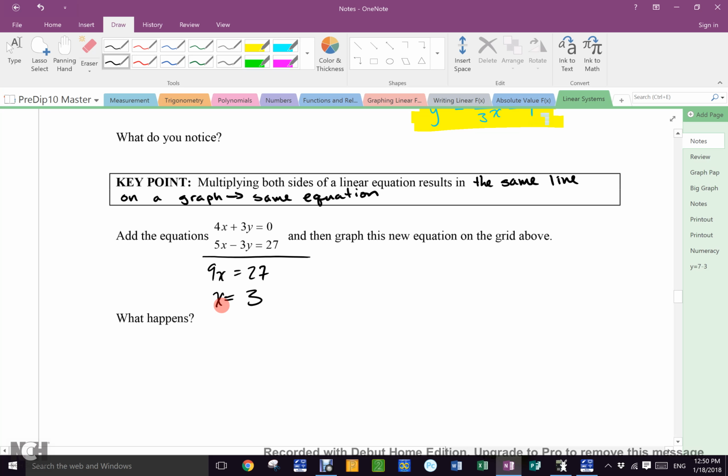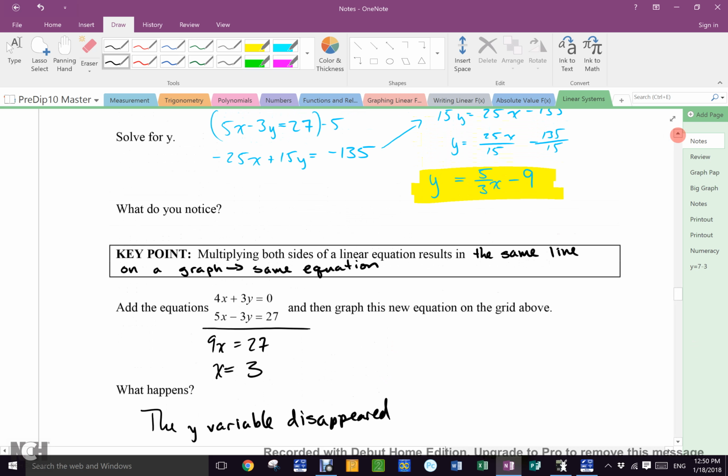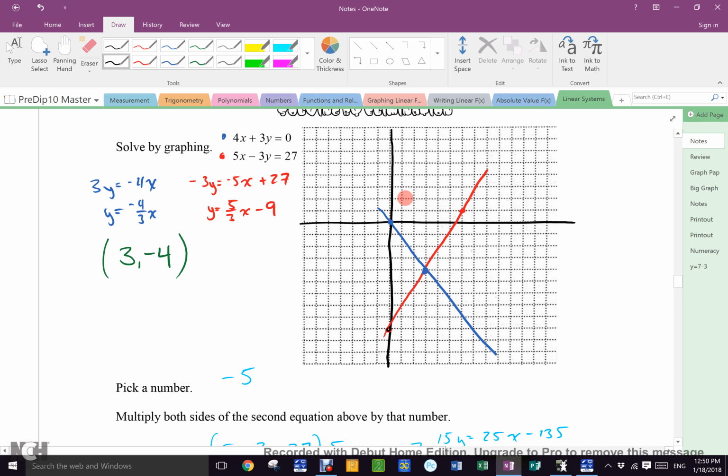The y variable disappeared. Right? Now, if I graph that, where is x equals 3? 1, 2, 3. And that's the line, yes? What just happened? It hit the solution, the intersection point at the x value.